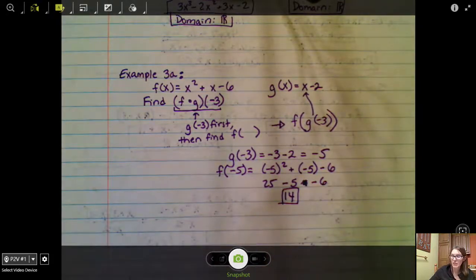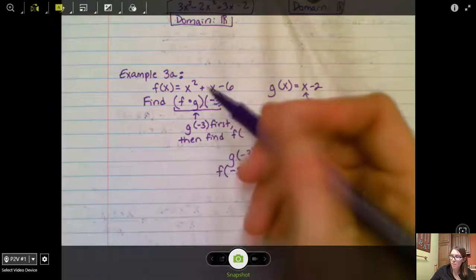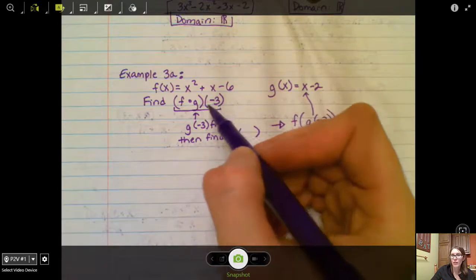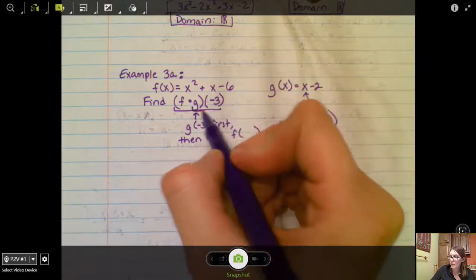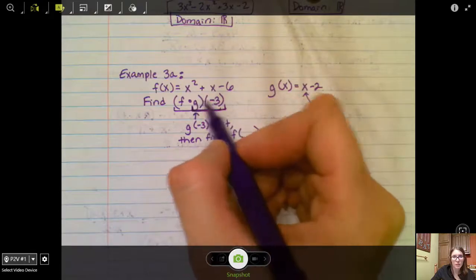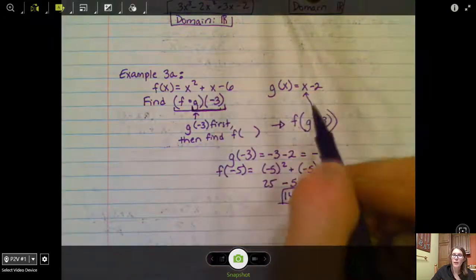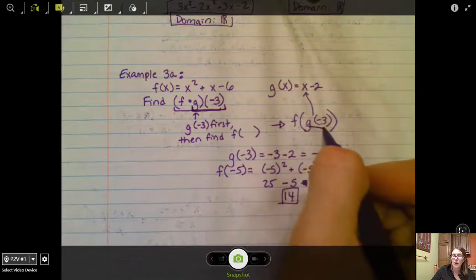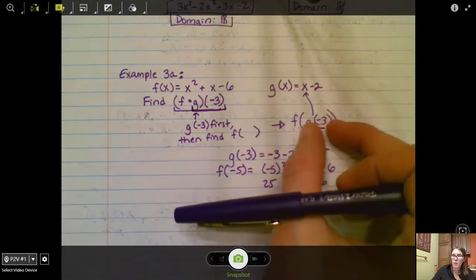And that's function composition. So again, the biggest thing to remember is that f composed with g of -3 means we find g of -3 first, the two pieces that are next to each other, and then move out. We start inside our parentheses, g of -3, start here, work our way out.